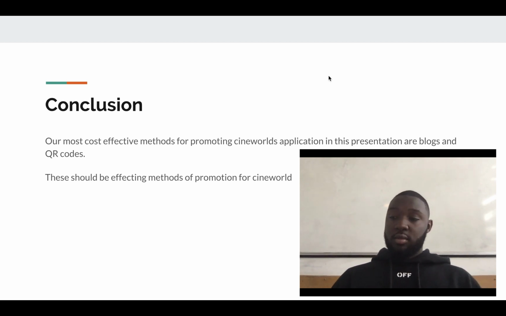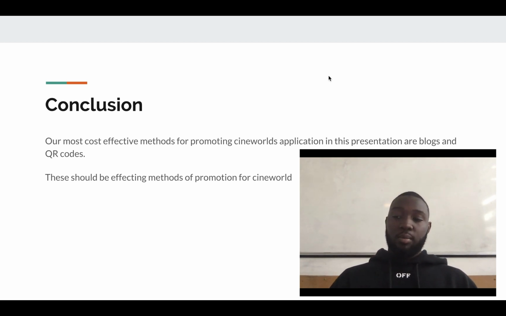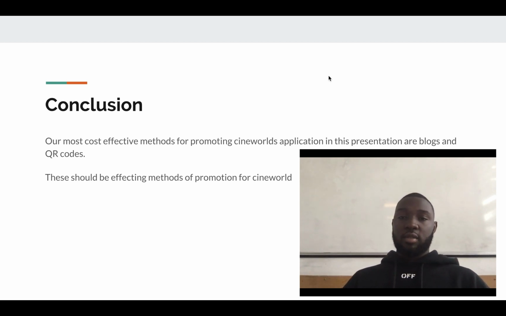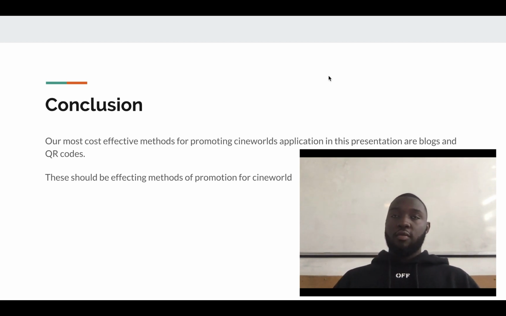In this presentation, my group and I were looking at how we could create a cost-effective way for Cineworld to promote its application. The fact that blogs have high degrees of segmentation and accurate advertisement targeting should make it easier for us to promote Cineworld's app. The QR codes were also mentioned because they can easily be tracked and they can be cost-effective. So my group and I hereby suggest these methods as the best fit for Cineworld to use for promotion, in further making more profit for their company.